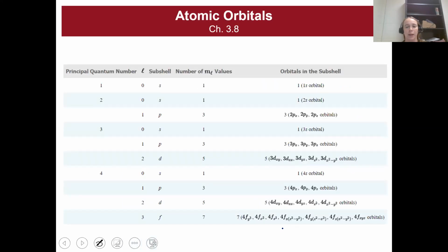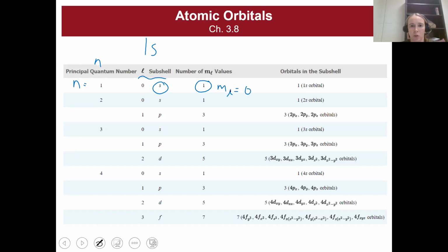Here is another table for you guys. This table breaks down the principal quantum number, which is n, the L subshell, and the orbitals. So when n equals 1, once again, L can only be 0, which corresponds to an S subshell, so the 1s subshell. And then within that subshell, there's only one option for m sub L. It's m sub L equal to 0.